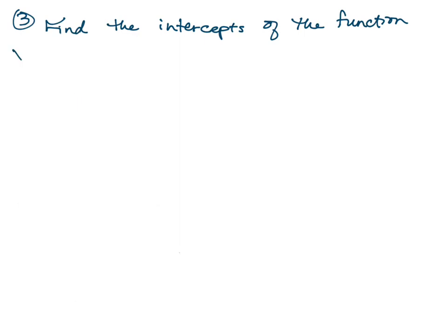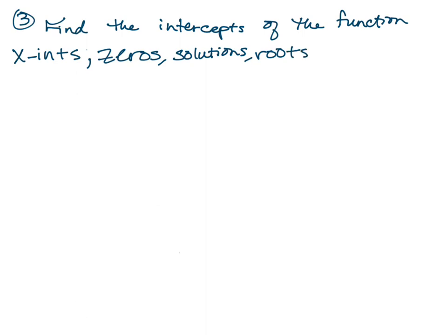What's another name for x-intercepts? Zeros. X-intercepts, also known as zeros. I love it. Also known as solutions. One more. Starts with an R. Roots. So to find x-intercepts or zeros or solutions or roots, we set f of x equal to 0 and solve for x. Set f of x equal to 0 and solve for x. This is how we do this. Okay.